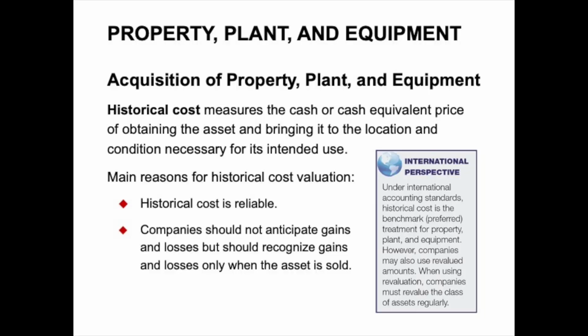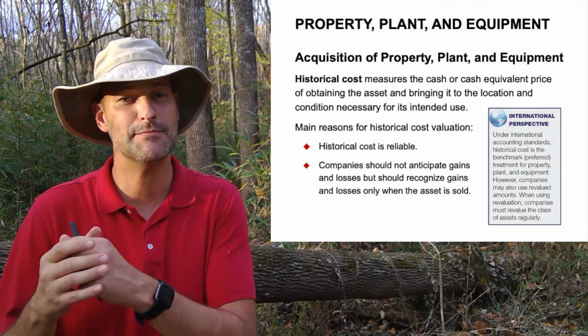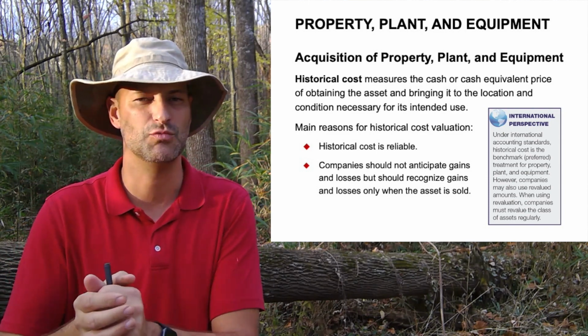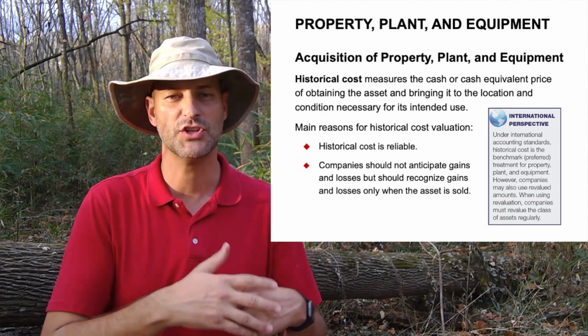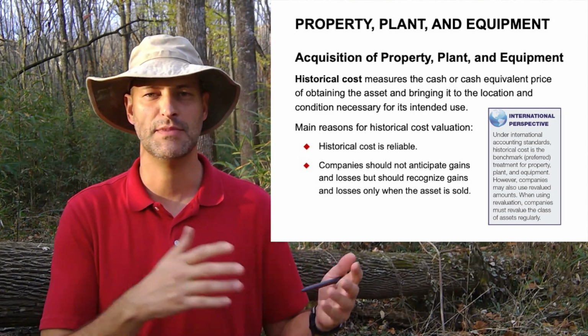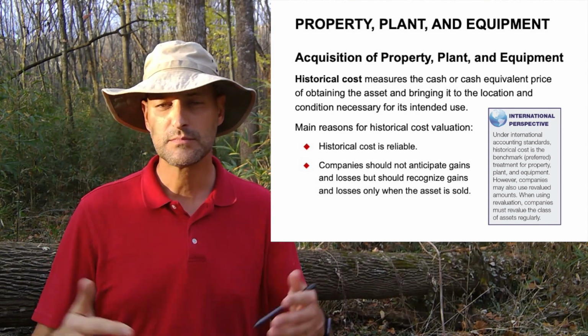So when we acquire land, we record the acquisition of property, plant, and equipment at historical cost. This measures the cash or cash equivalent price of obtaining the asset. Now it doesn't mean we have to buy it for cash, which we'll see at a later point through these lectures. We can trade assets at the same time. That doesn't mean we're not acquiring something. So we're obtaining this asset.